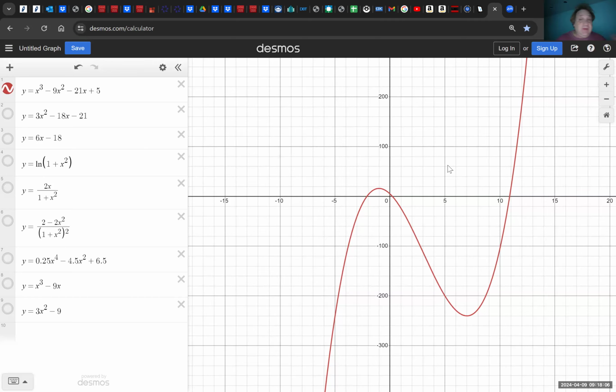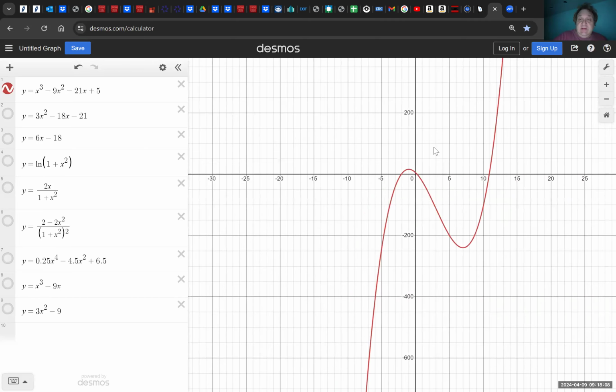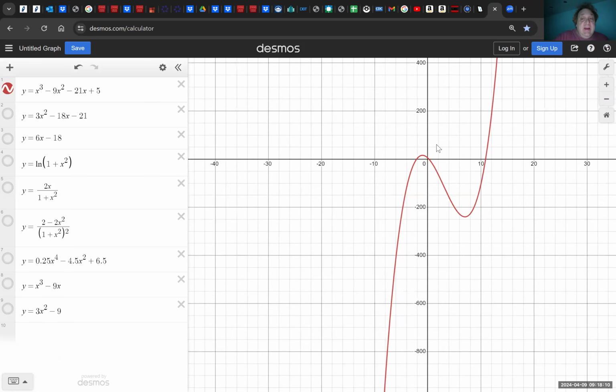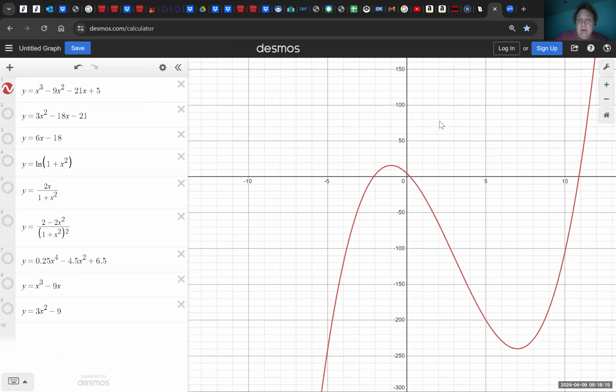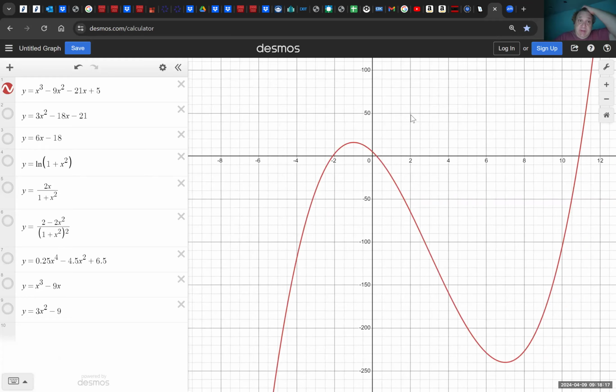We need to know, does it turn some more? If I zoom it out again, does it turn again? It certainly doesn't appear that way, but we could be easily deceived. So we definitely want to know more than just what a picture will tell us.